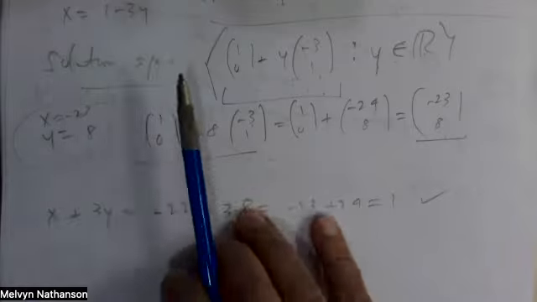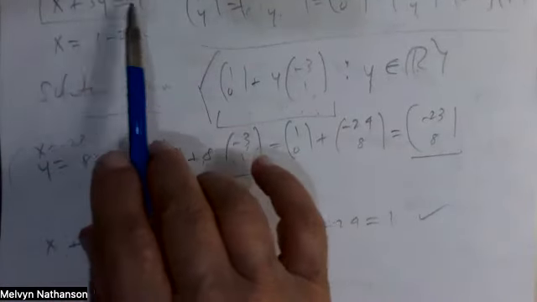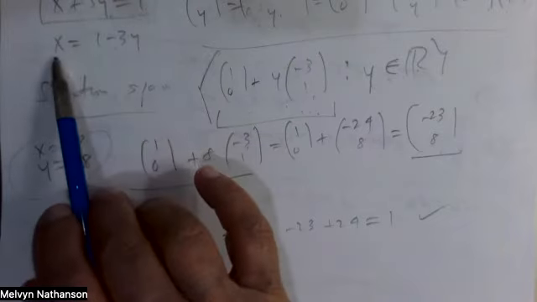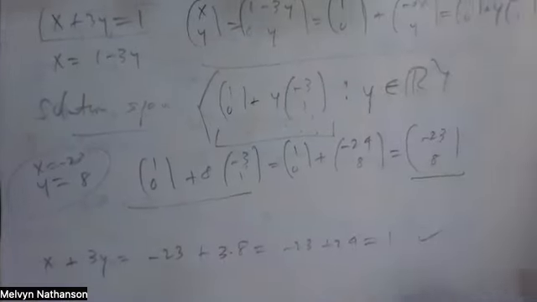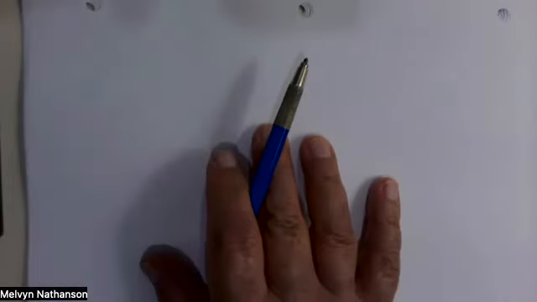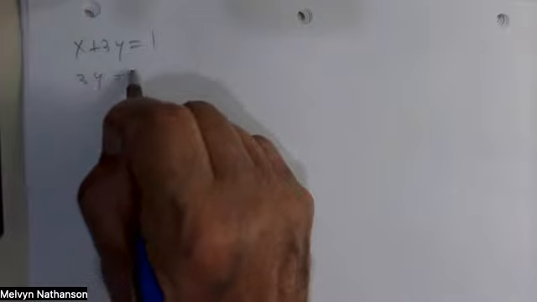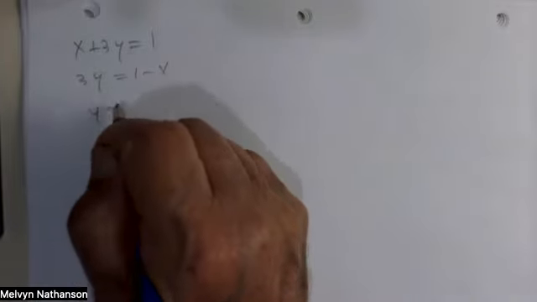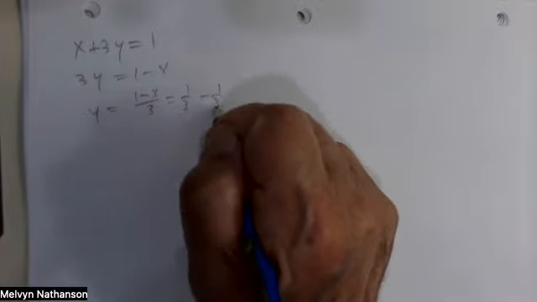Now, when I solved this equation, I decided, since it was a little bit simpler, to solve for x in terms of y. If I solve this equation for x, I get x is 1 minus 3y. But I could have chosen to solve for y in terms of x. And we get the same solution space, but it's written in a different form. So if I have x plus 3y equals 1, then 3y is 1 minus x. So y is 1 minus x over 3, or 1/3 minus 1/3 x.